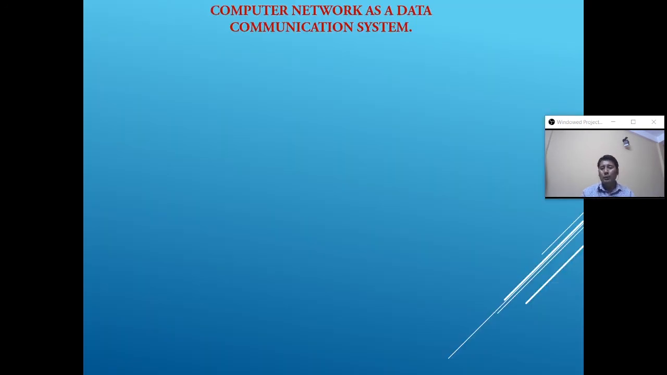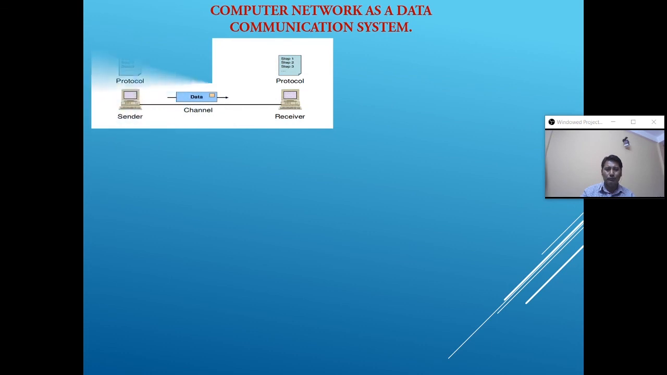Now, computer network as a data communication system. So now we will see how the data can be communicated using a computer network from one computer to another computer. Okay, now we can see the image here. Definitely when we are transmitting data from one computer to another, the computer that sends or transmits the data will be the sender, and the one that receives the data will be the receiver.